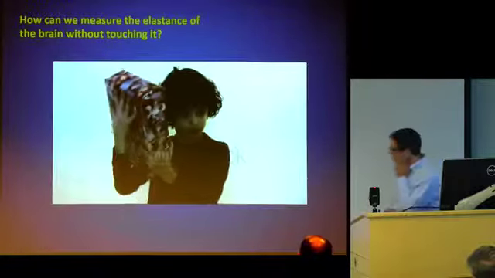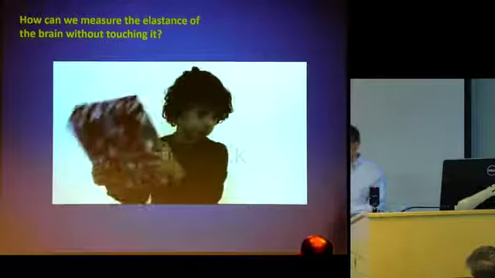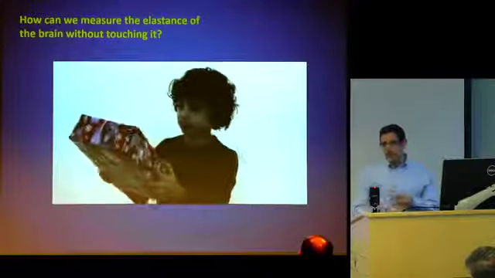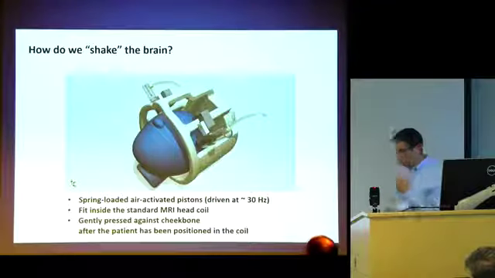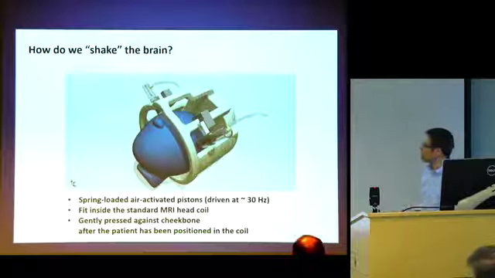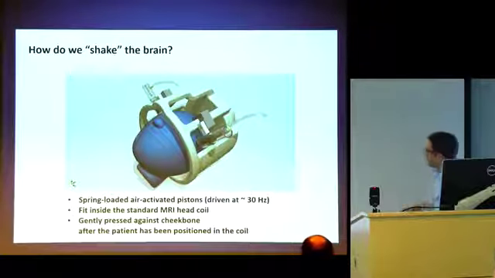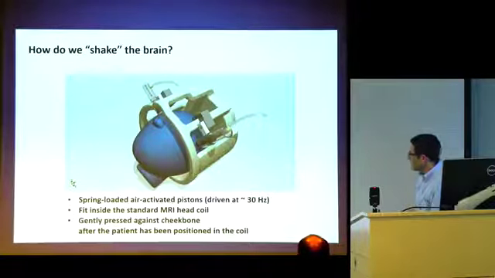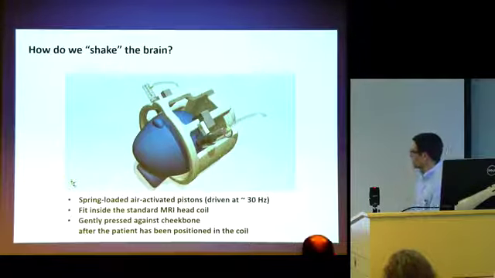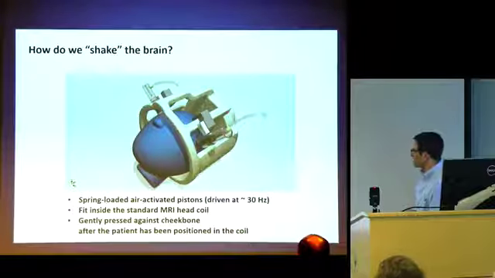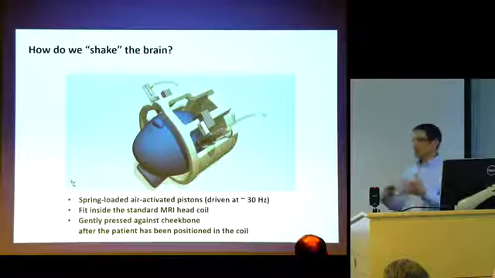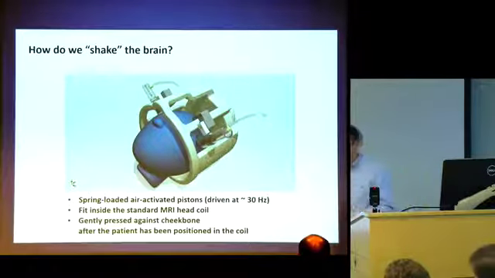So how do we do this? Well, the best way to feel an object without actually touching it is to shake it and see how it responds to that shaking. So we have to shake the brain. This is a system that we use: MR-compatible air-activated pistons that sit against the zygoma, driven at around 30 hertz. It fits inside a standard head coil. And we've had a range of reactions to it from patients.